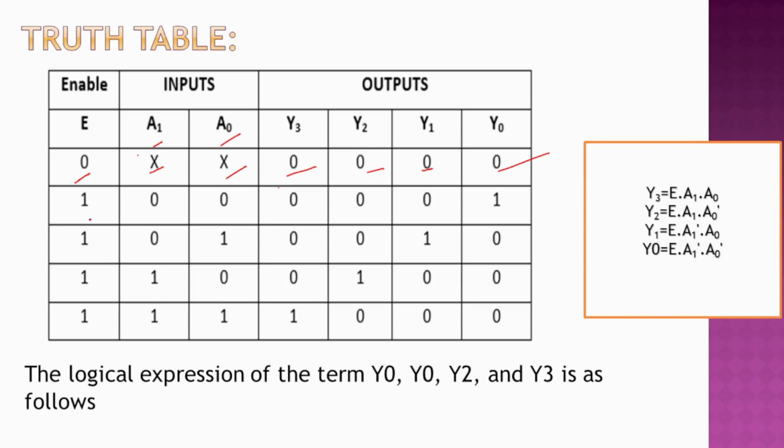Next, when you give enable pin as 1 and A1 as 0, A0 as 0, you will get 1 output in y0, and the remaining 3 will be 0. Afterwards, if you give 0 and 1 as input, you will get 1 as an output in y1, and the remaining 3 will be 0.